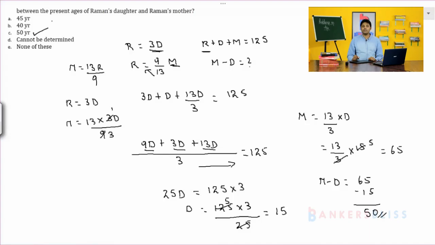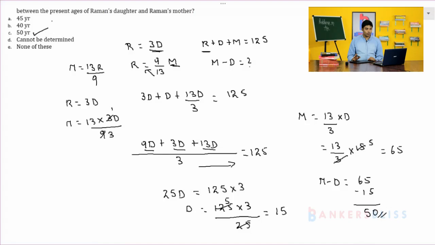So this is the general method. You have to go with the general method because you don't have any proper ratio to calculate and you don't have any proper options to use. Raman's daughter and Raman's mother, the difference they are asking, so you have no option, you have to go with the general method. So the difference between the mother and daughter is 50. Option C is the right answer.